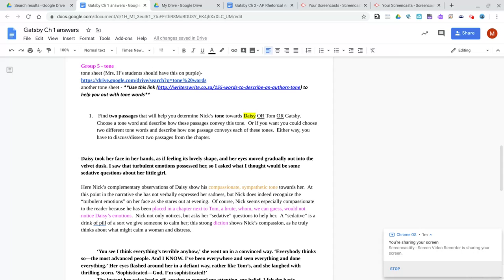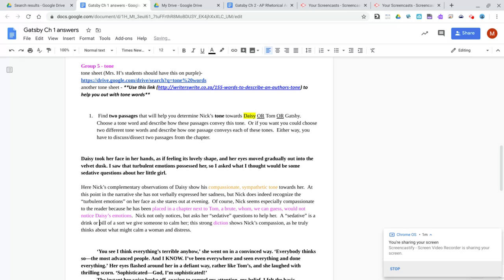Of course, Nick seems especially compassionate to the reader because he has been placed in a chapter next to Tom, a brute, whom we can guess would not notice Daisy's emotions. Nick not only notices but asks her sedative questions to help her. A sedative is a drink or pill of a sort we give someone to calm her. This strong diction shows Nick's compassion as he truly thinks about what might calm a woman in distress.